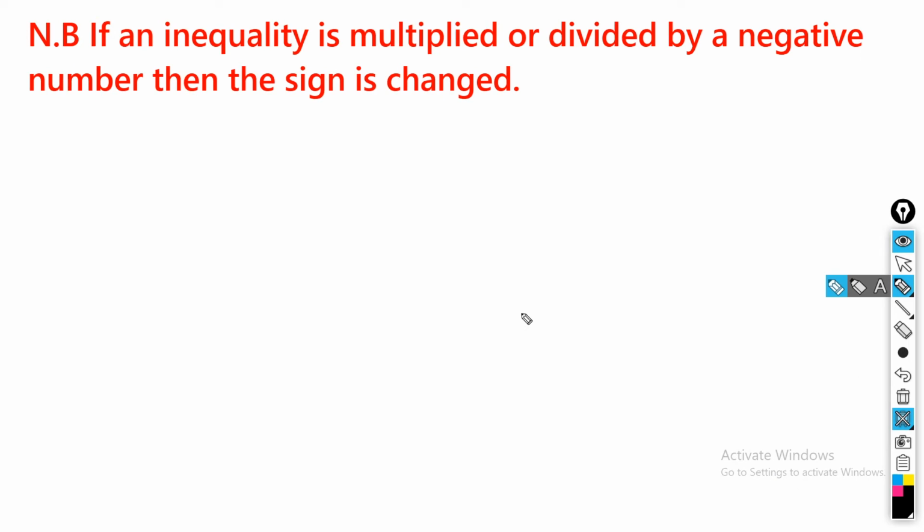So we're looking at this situation here. It says note briefly, and we really need to note this briefly. It says here, if an inequality is multiplied or divided by a negative number, then the sign is changed. That's really important to understand. So let's look at some examples here.